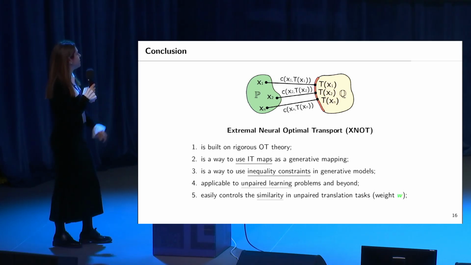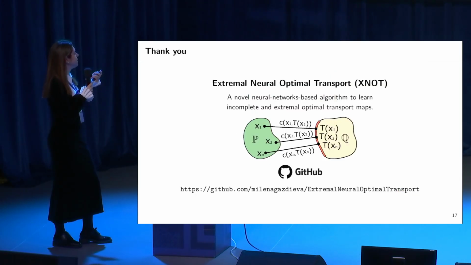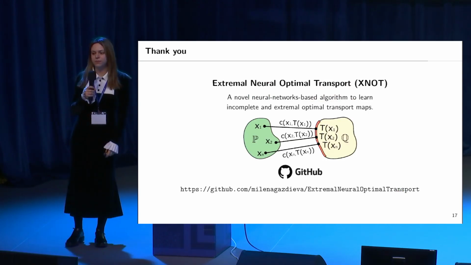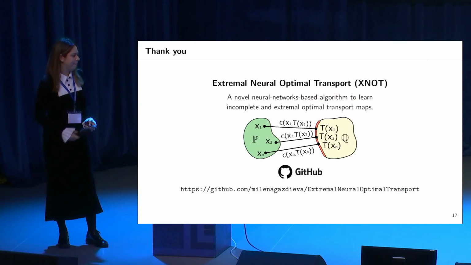And the benefits of our approach. It is built on rigorous theory. It uses IT maps for generative mappings. It allows to use inequality constraint in generative models, and it allows to control the similarity in the pair translation task. That's all, thank you.